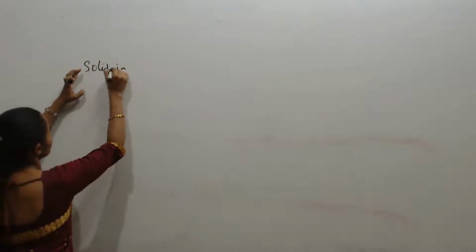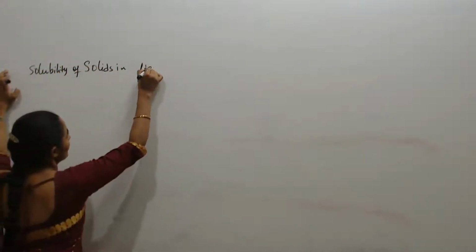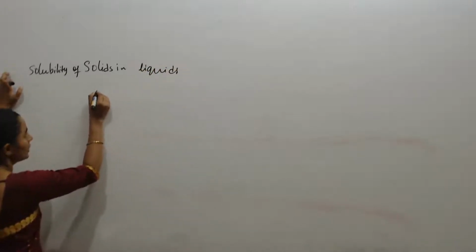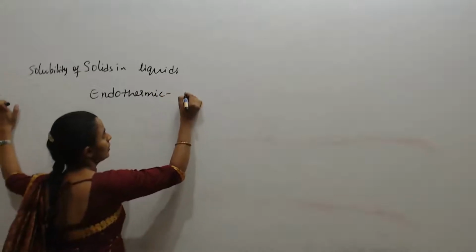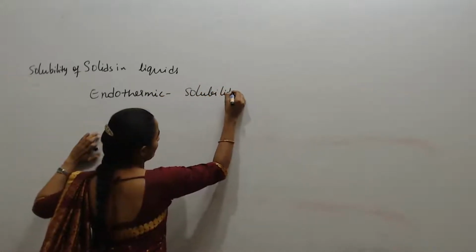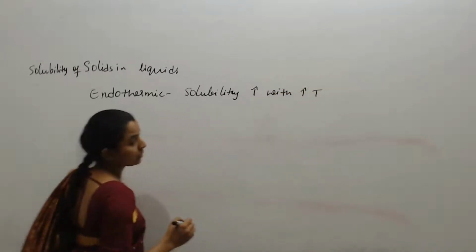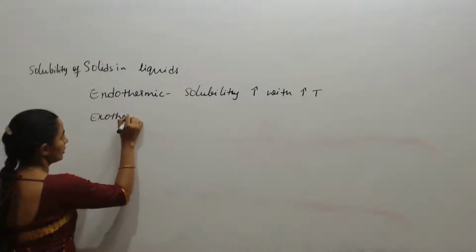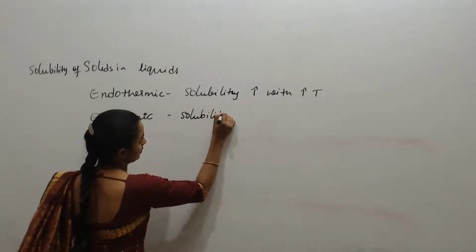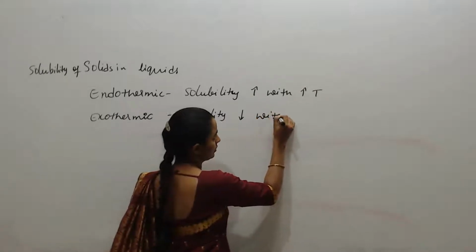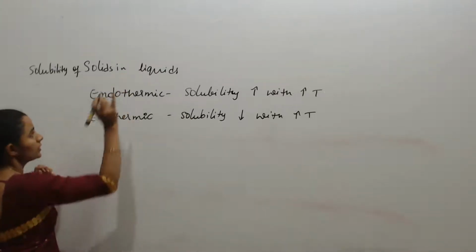Solubility of solids in liquids. If the dynamic equilibrium is endothermic, then solubility increases with increasing temperature. If it is exothermic, okay, solubility decreases with increasing temperature. Okay, students. So this is what solubility of solids in liquids.